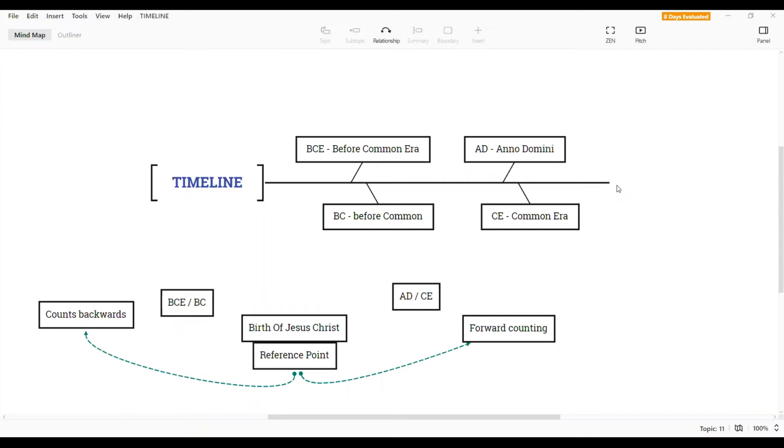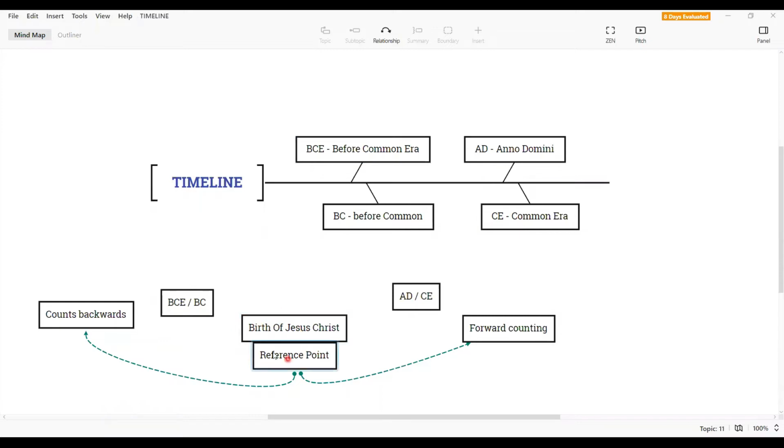Okay, children. So today our topic is about timeline. So what is this timeline? Why are we reading this? Let us see. Here you could see the picture where it tells about BCE, BC, and AD and CE. What are these? BCE means Before Common Era. I will explain what that is.